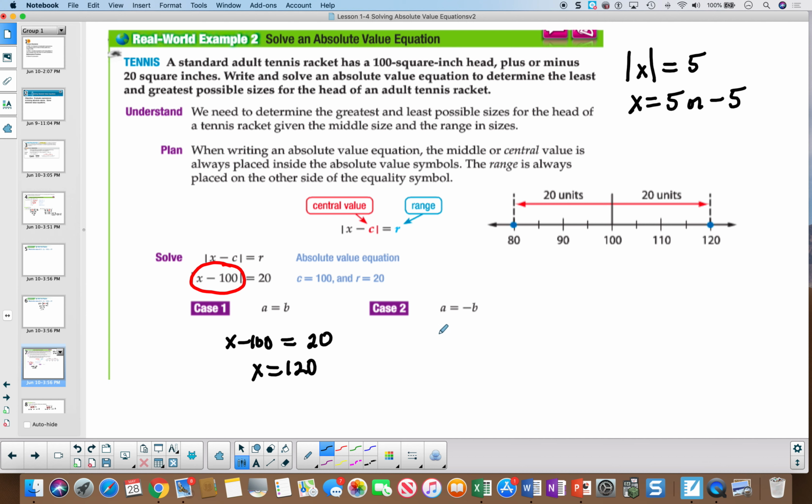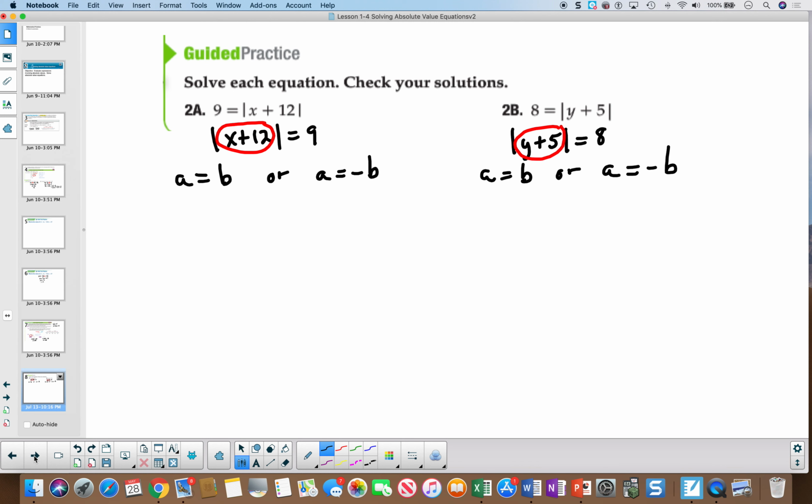Now the other possibility is that the distance, so this number in here, could have come from -20, and if I add 100 on both sides, then that answer would be 80. So these are our two answers, doing it algebraically instead of graphically. All right, let's take a look at solving this equation. Now you notice I've already circled this, and I know that this quantity, x plus 12, can be +9, or x plus 12 can be -9, because these are the two numbers that will have a distance from the central value of 9.